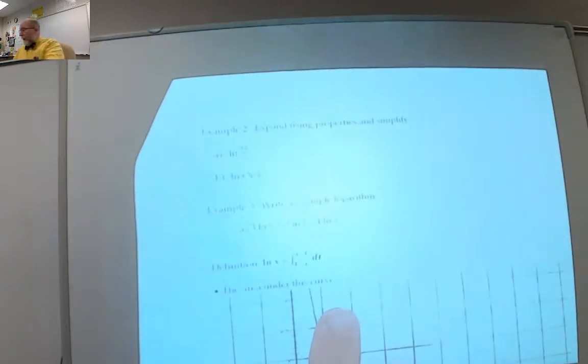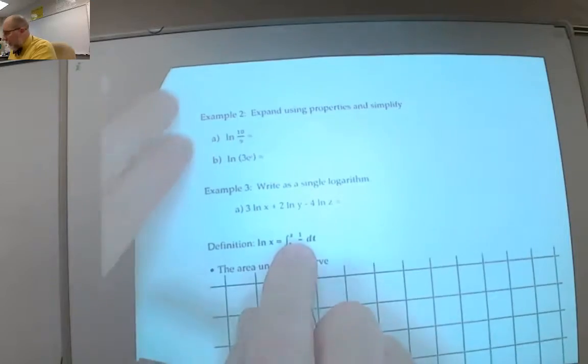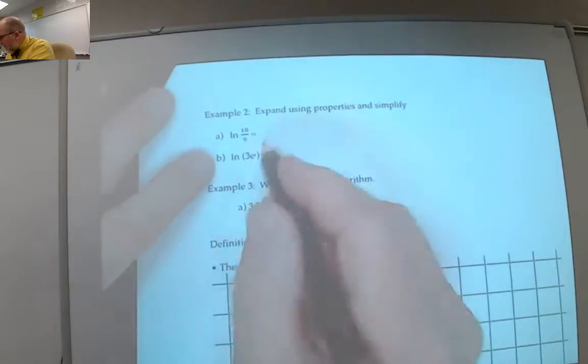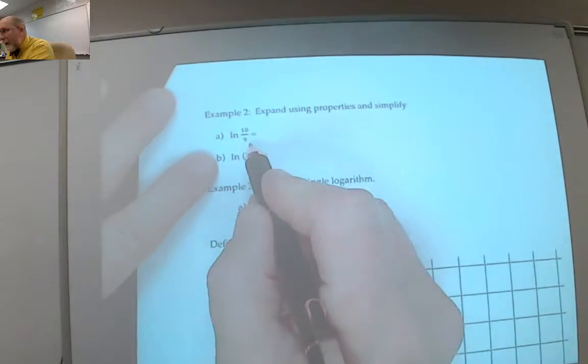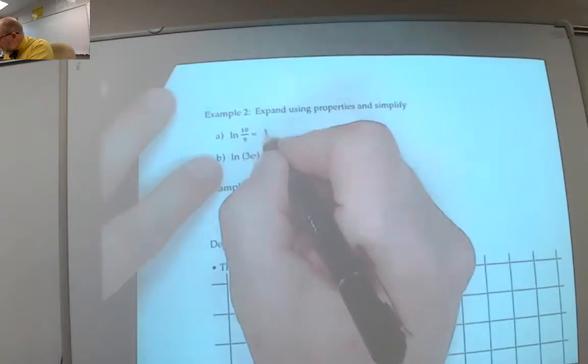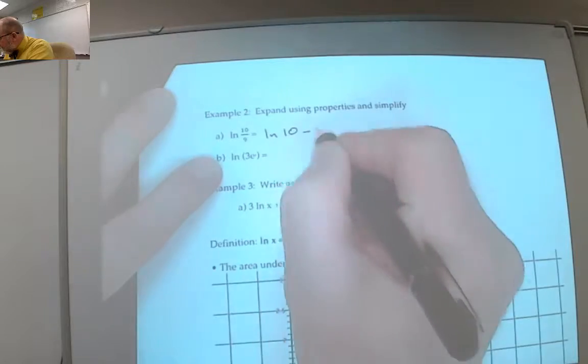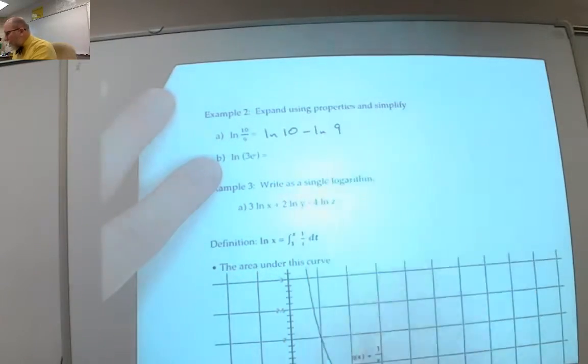All right, so the back side, we're going to expand these. And Rayanne, can you expand that for me? 2 logarithms. Perfect. Natural log of 10 minus the natural log of 9.